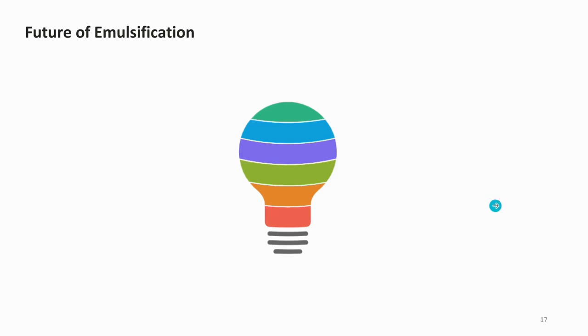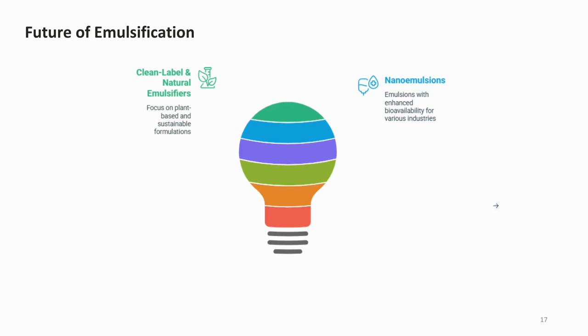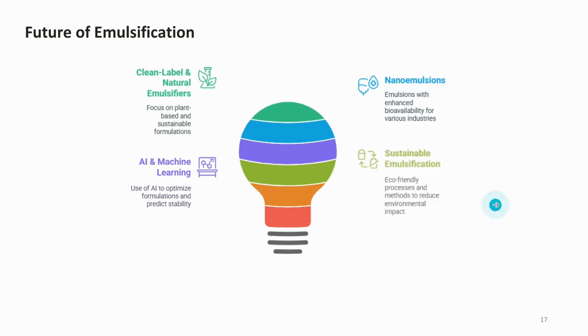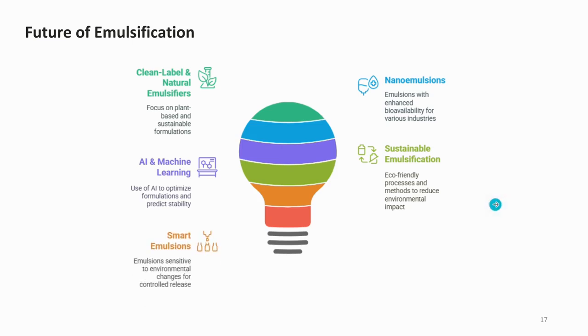Now, having said all these things, we would like to see the way forward and future trends of emulsification techniques in these industries. First thing is clean label and natural emulsifiers. There is a focus on plant-based and sustainable formulations and emulsions with enhanced bioavailability for various industries. With the usage of artificial intelligence and machine learning, we can optimize the formulations and predict stability. In the sustainable concept, eco-friendly processes and methods to reduce environmental impact. And smart emulsions sensitive to environmental changes for controlled release.